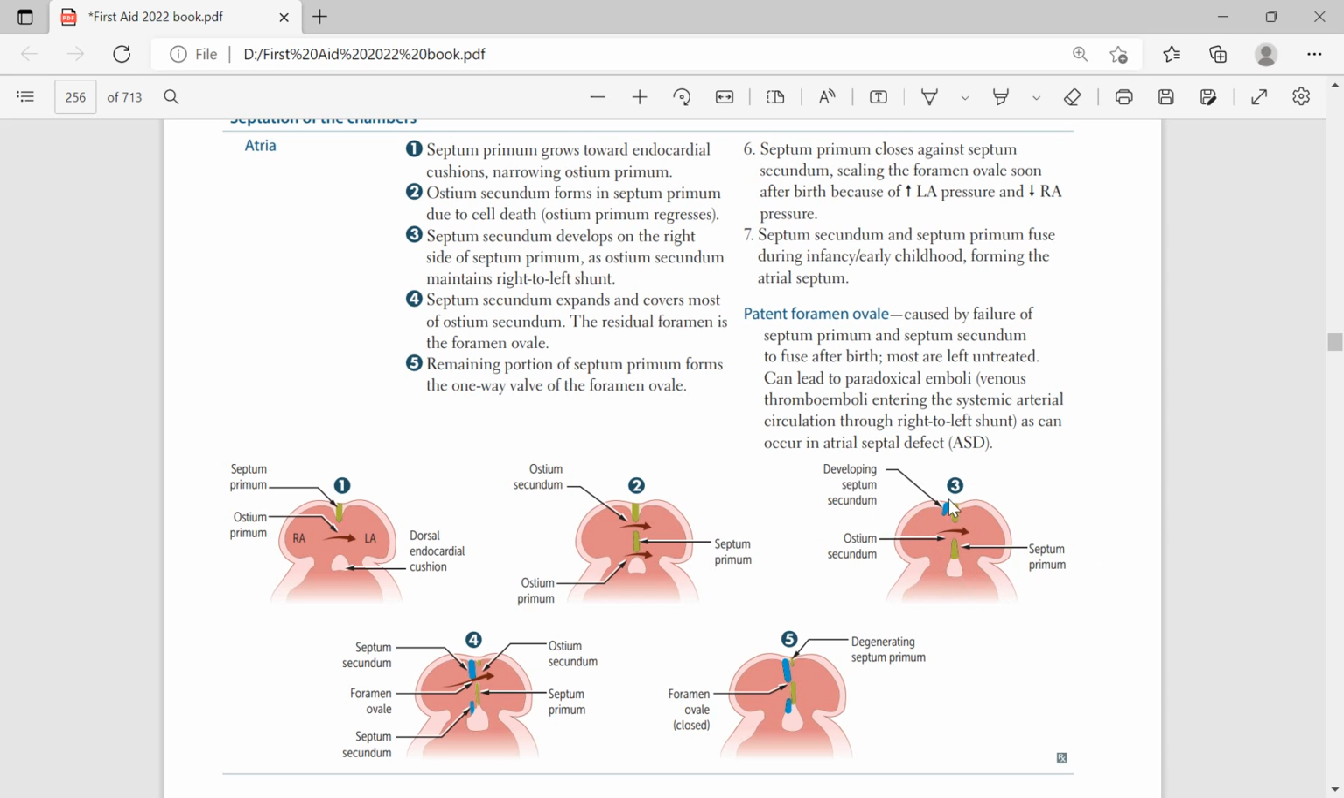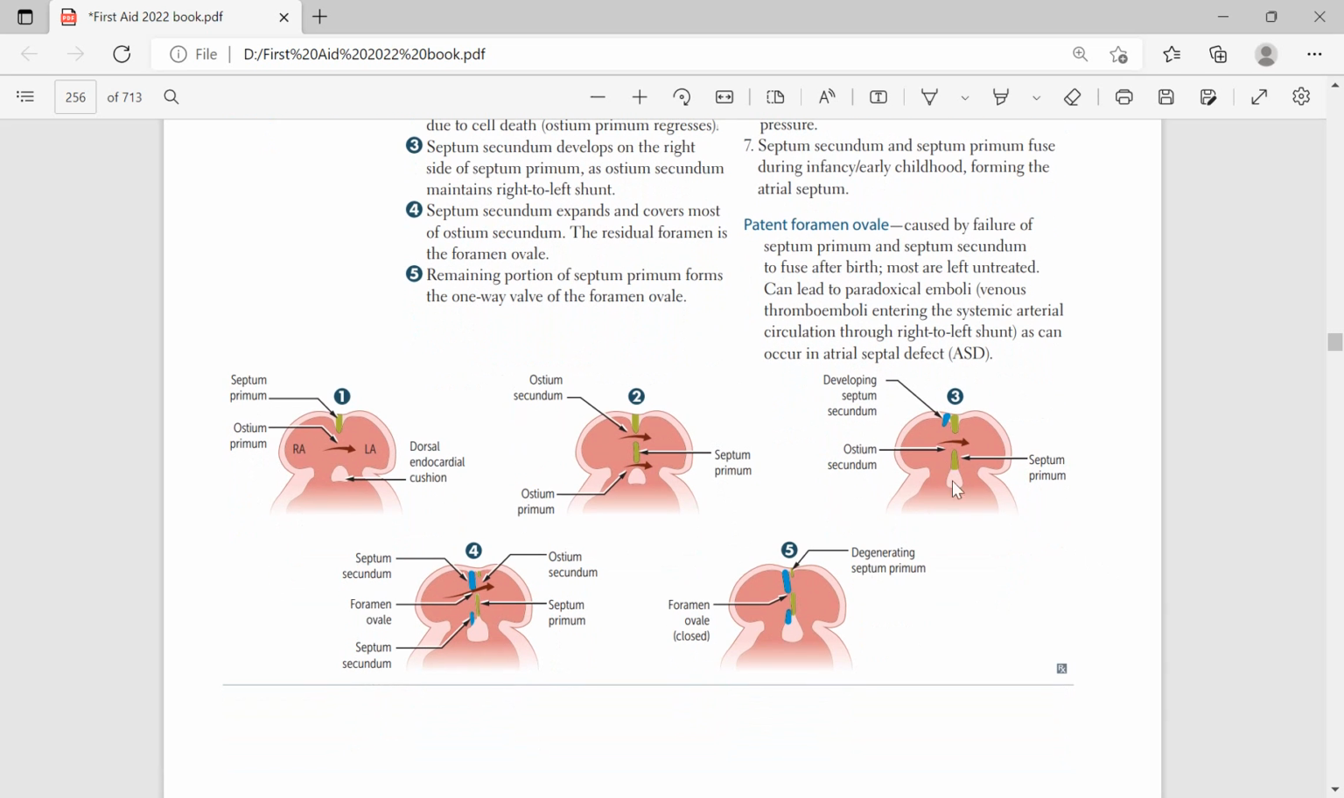Then septum secundum expands and covers most of the ostium secundum. The residual foramen is the foramen ovale. So this is septum primum, and this is septum secundum. Both are septa, and ostium secundum is covered by septum secundum, and a foramen remains. This is called the foramen ovale. The remaining portion of the septum primum forms the one-way valve of the foramen ovale.